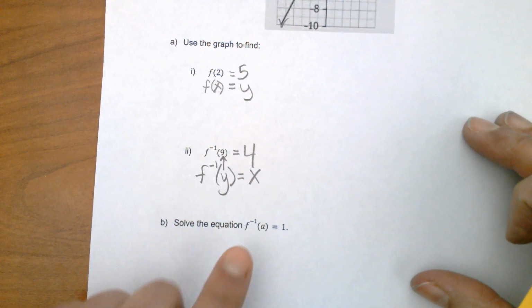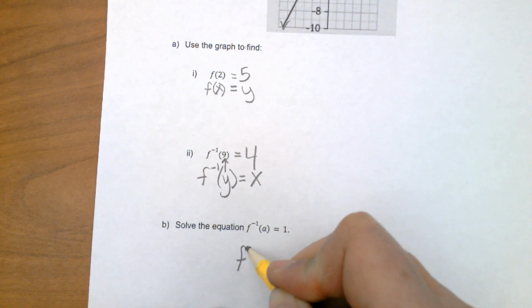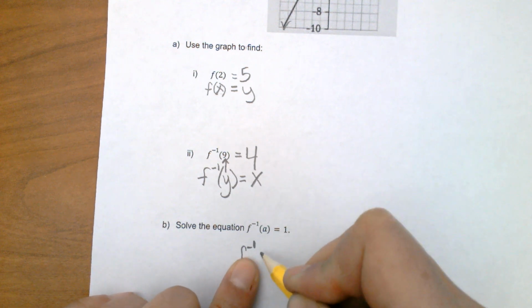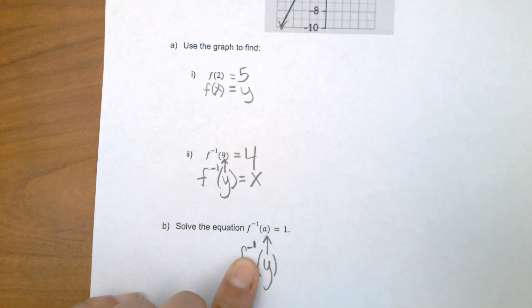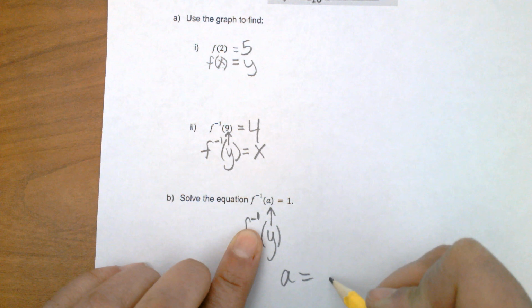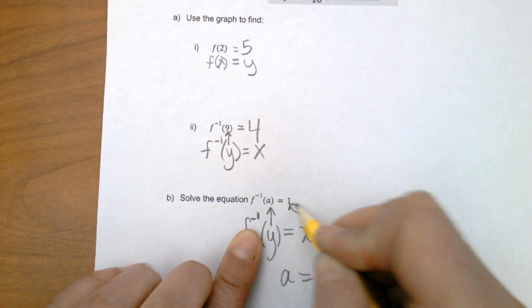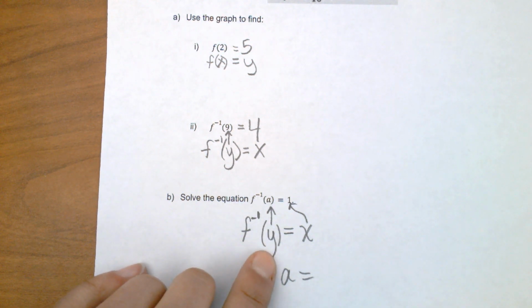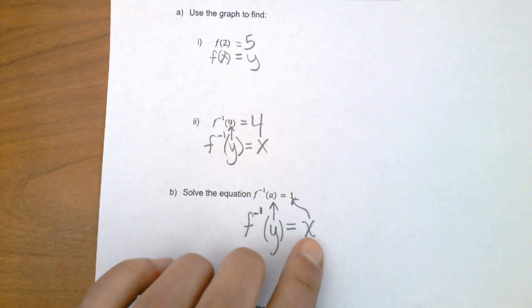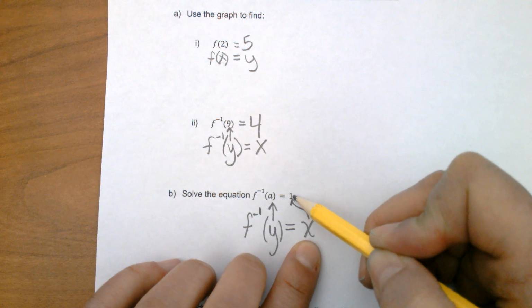Solve the equation: f inverse of a equals 1. So what is this? F of -1. Since that little -1 is there, this is going to be my y value, which we don't know yet. That's what we've got to find. They want us to find a. We have no idea what a equals, okay? But we know that the x is 1. So if you see this little inverse, that means the y is now here, and that equals the x. So we have to go to the x-axis and go to 1.